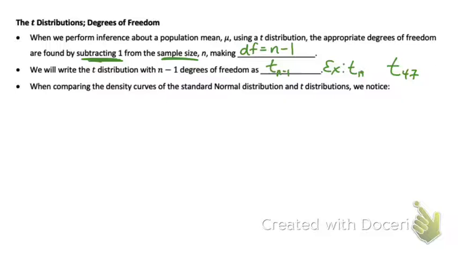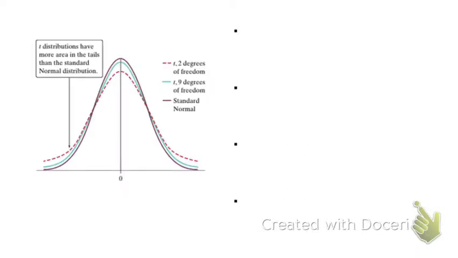Okay. So, a couple of things here. Here's the picture that I was talking about. The solid line that is closest to the x-axis and tallest in the middle, that is your z standard normal distribution. So there's our good friend, the z distribution. The dotted line is a t distribution with 2 degrees of freedom.